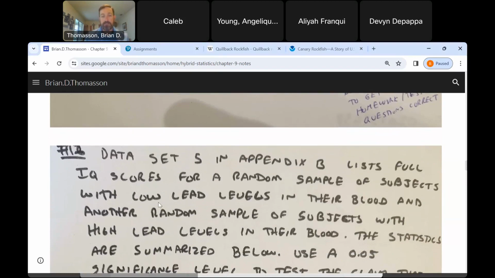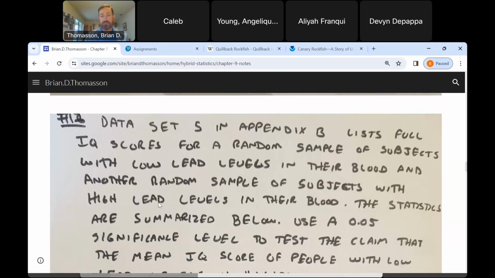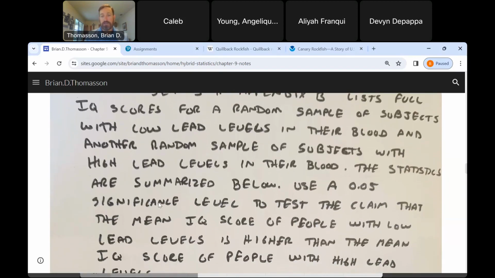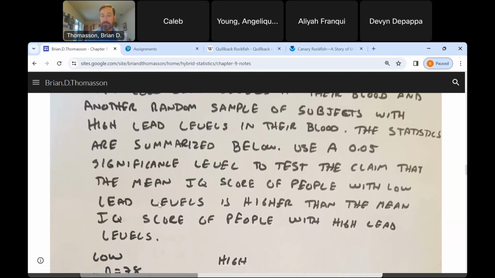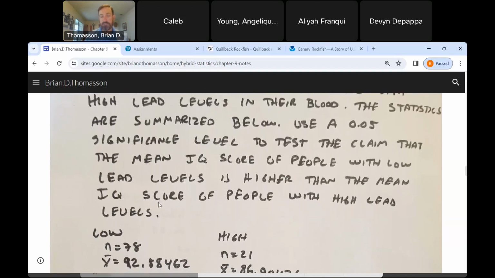Data set 5 in Appendix B lists the full IQ scores for a random sample of subjects with low lead levels in their blood and another random sample of subjects with high lead levels in their blood. The statistics are summarized below. Use a 0.05 significance level to test the claim that the mean IQ score of people with low lead levels is higher than the mean IQ score of people with high lead levels. Okay, that last sentence is a little bit of a tongue twister, so we have to read it slowly and figure out what we have.